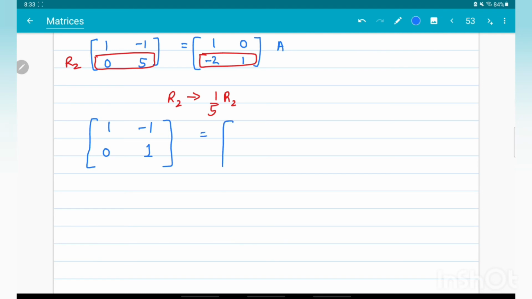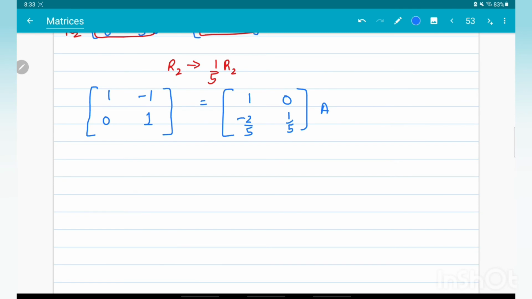And the same operation I'm going to apply over here. This will be 1 0. Now this will become minus 2 by 5, and this will become 1 by 5. And this A will remain as it is. Okay, so I did this. Now my last aim is just to convert this minus 1 to 0, and then I will get my identity matrix. So now I have to search for such a row operation in which if I do something, that minus 1 should become a 0.